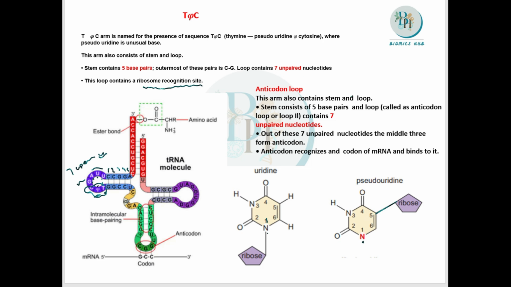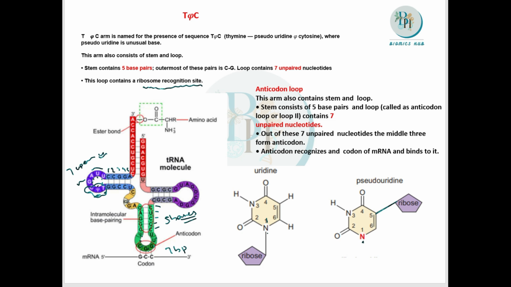Next is the anticodon loop. Here we can see that it is also forming a stem as well as a loop. In the stem there are 5 bases, like 1, 2, 3, 4, 5. And in this loop, it has 7 bases, 1, 2, 3, 4, 5, 6, and 7.